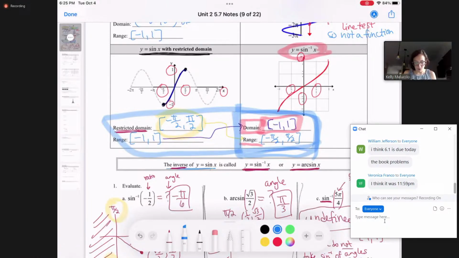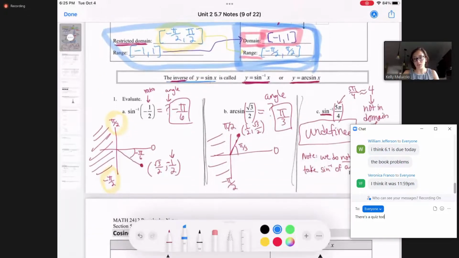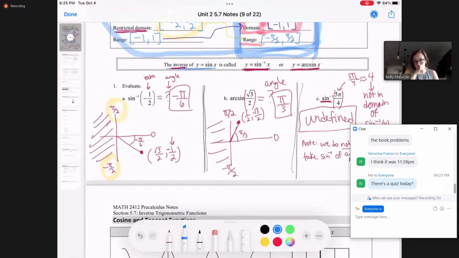Okay. So yes, we will always use the -π/2 to π/2.